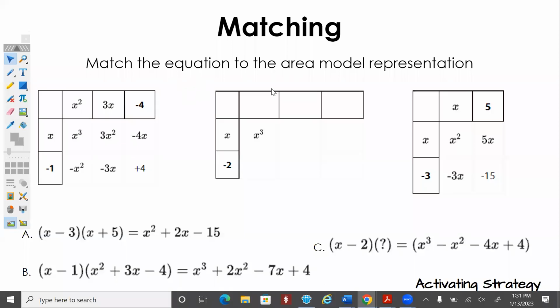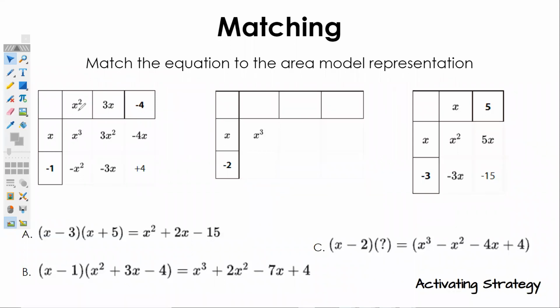All right, so we're gonna match the equation to the area model that's represented. On the first one, we've got x squared plus 3x minus 4 times x minus 1. Obviously that's going to be this one right here, b. What we would do in this instance is we're taking the sides, we can multiply them out and then add up all the insides. And that would get us this right here.